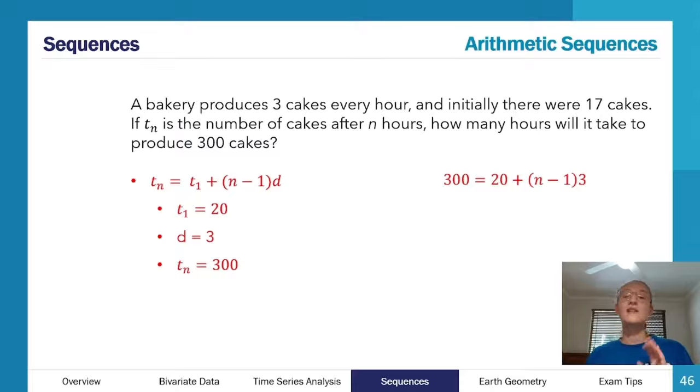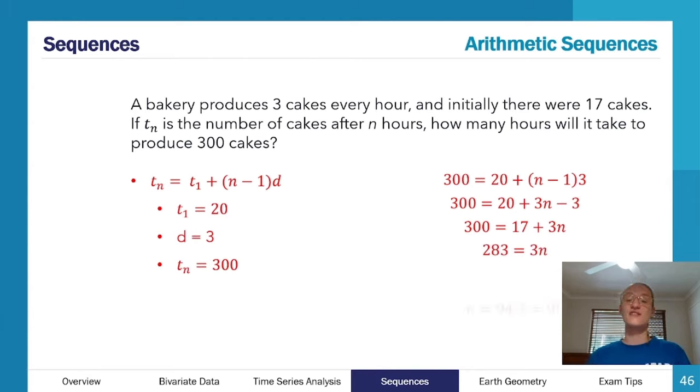And for Tn, we want to know when it's going to exceed 300 cakes. So I've substituted into my formula. I've expanded my brackets: 3 times n and 3 times negative 1 gives me 3n take 3. Then I've simplified by doing my 20 take away my 3. I've collected like terms, and we want to isolate n. So I've taken away 17 from both sides, and I've divided both sides by 3. Again, isolate n, get n by itself, which has given me n is equal to 94.3.